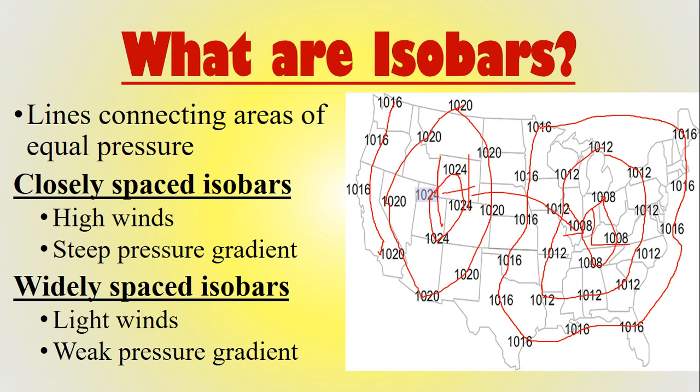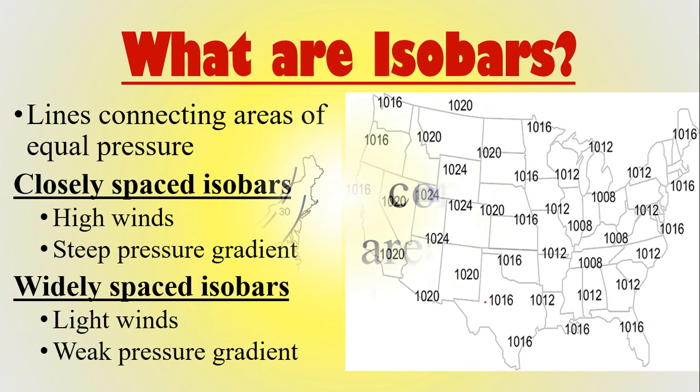The thing about isobars, you cannot cross lines. So I can't go from 1016 here across everything to get to over here because you cannot cross it like that. You have to go around. Things have to connect in kind of oddly shaped circles.